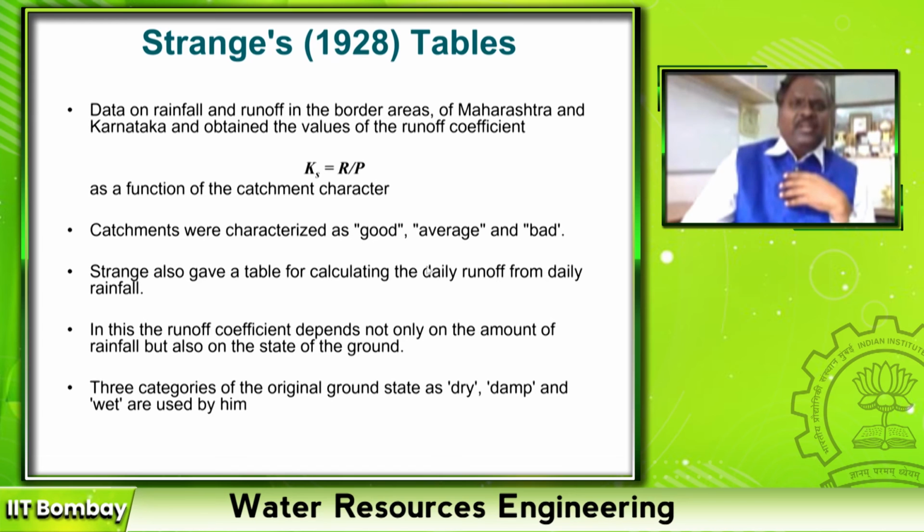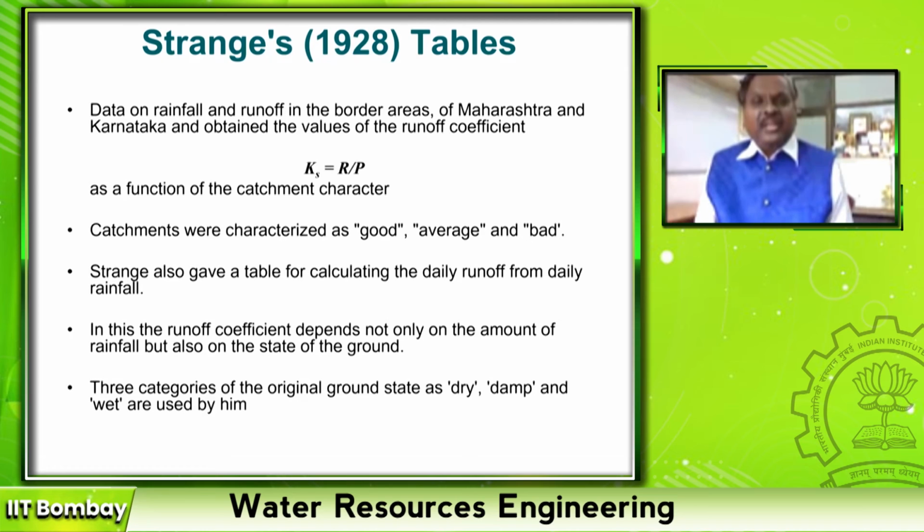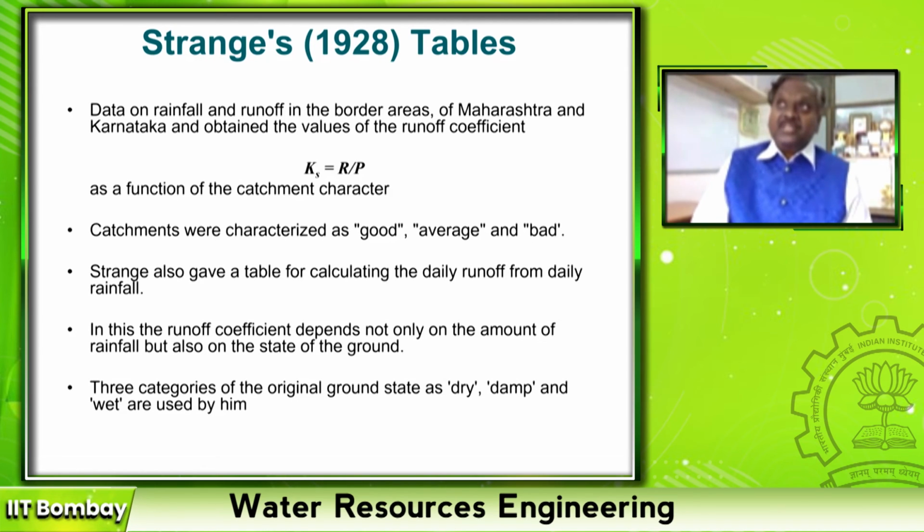He also gave a runoff coefficient, which is considered as the ratio of runoff by precipitation, and this is estimated based on the observed daily rainfall and runoff in the border area of Maharashtra, Karnataka, Tamil Nadu and Andhra. Here Strange has divided the catchments into good, average and bad catchments. Good catchment means for a given rainfall you have more runoff. Average catchment is an average relationship between rainfall and runoff. Bad catchment means the runoff is very less when compared to the rainfall. That means it's a hilly forested area and you have a large amount of infiltration.